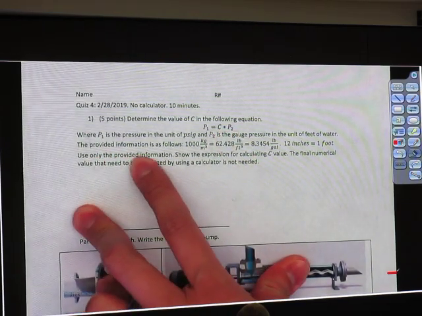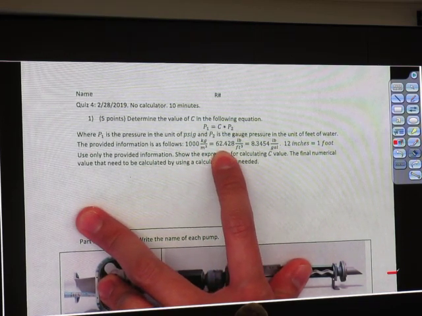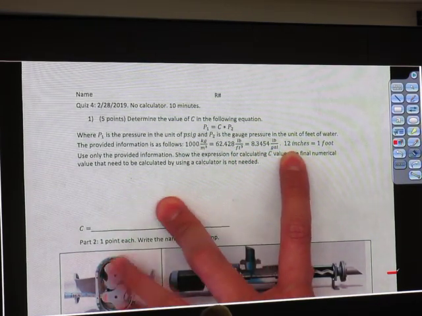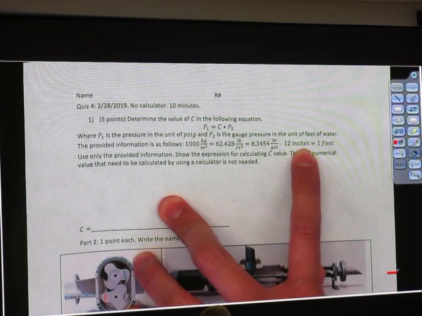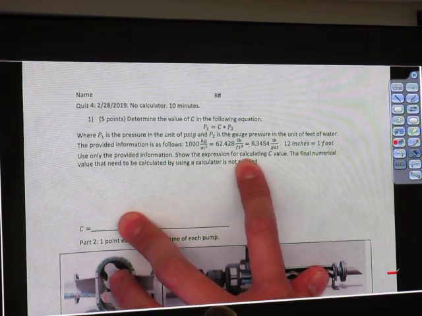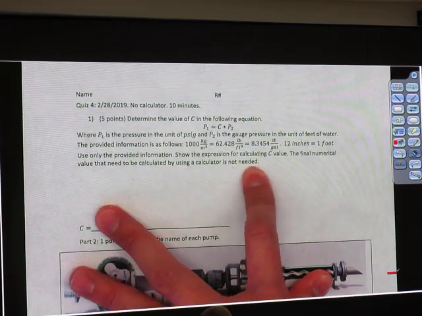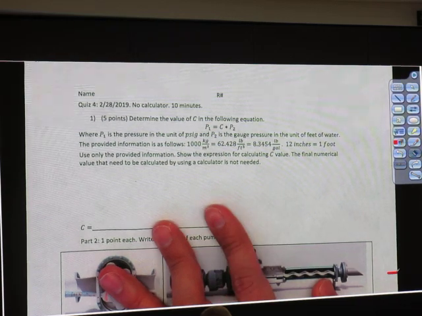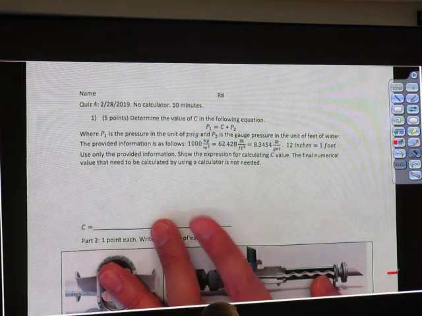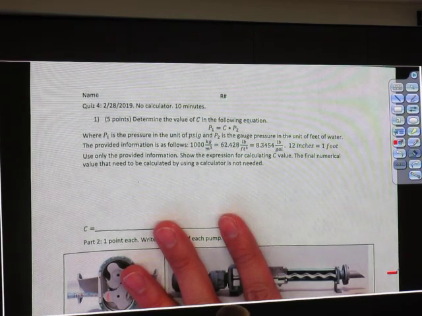The provided information is as follows. 1000 kg per cubic meter equals 62.4 something pounds per cubic foot, equals 8.3 pounds per gallon. 12 inches equals 1 foot. Use only the provided information, show the expression for calculating the C value. The final numerical value that needs to be calculated using a calculator is not needed. Okay, who think you get the correct answer? Oh, okay. Just 5 of you? Just 6, 7, just 7 of you.